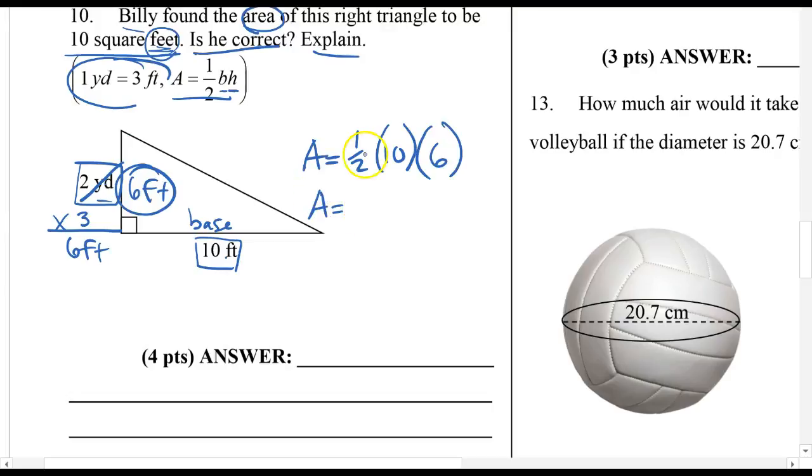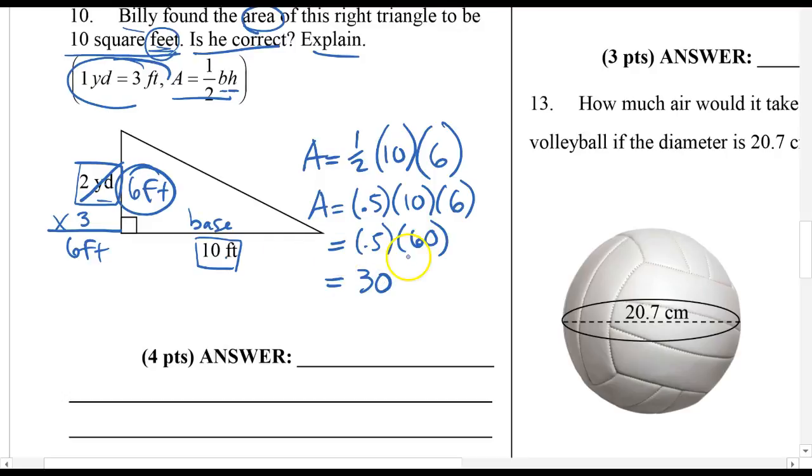So I can punch this in a calculator, and in a calculator 1/2 is the same thing as 0.5. Or I could just do this because I know this in my head. Okay, I'll do one thing at a time. 10 times 6, that's 60. And then 0.5 times 60, or 1/2 of 60, is 30. Okay, so remember we measured this in feet. So feet squared, because we were looking for area, so we put squared.